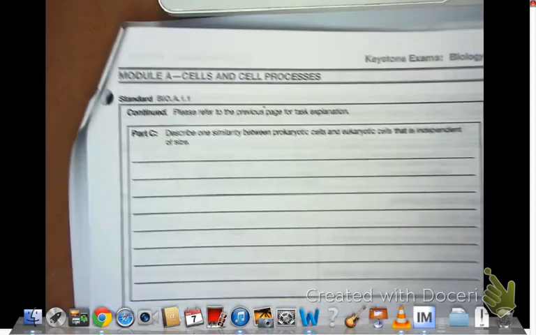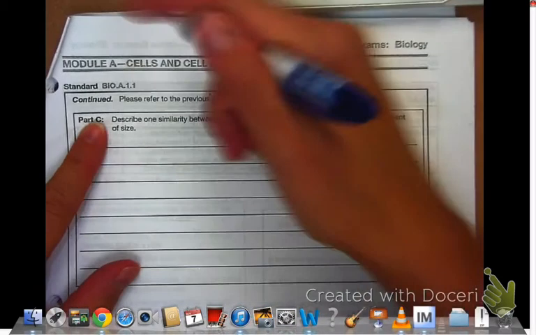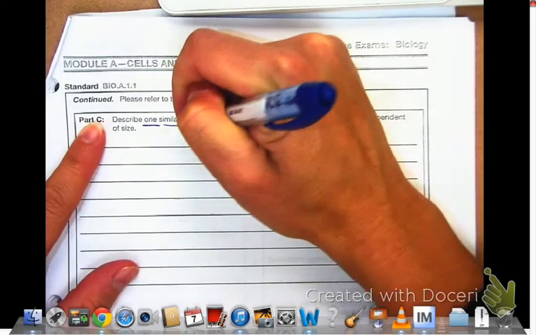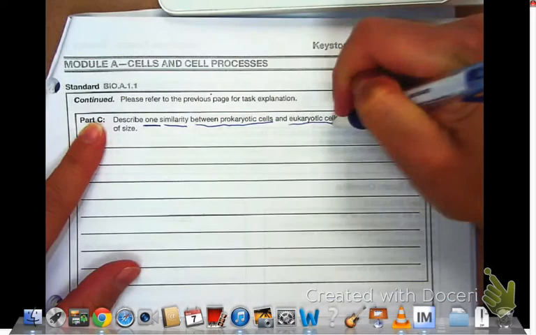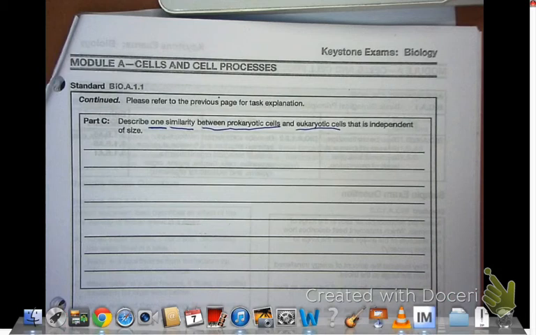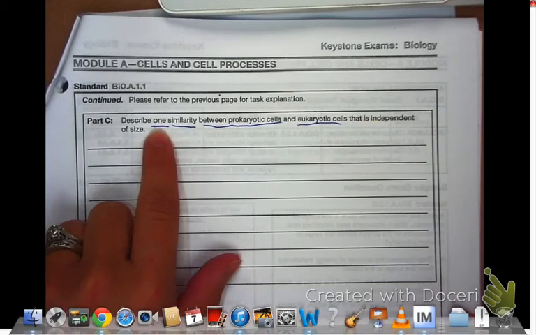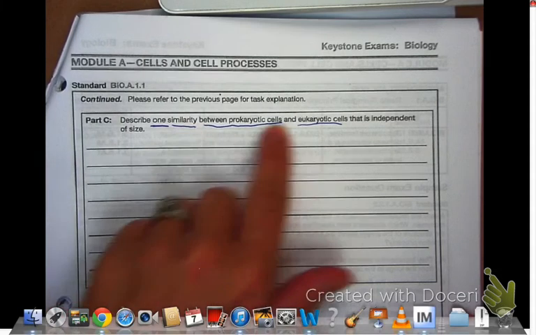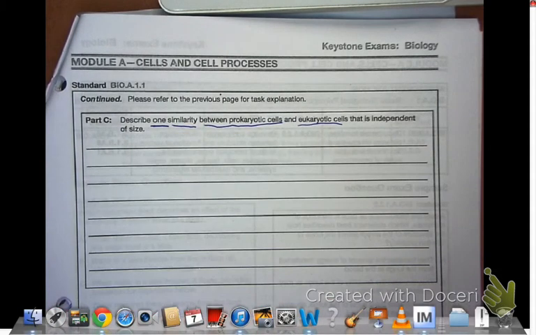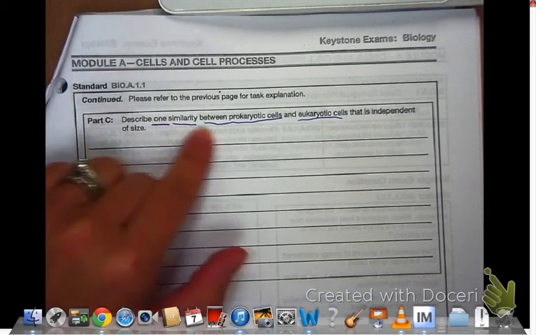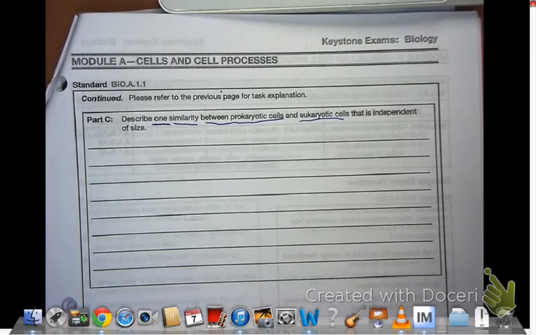Turn it over, looking at C. Describe one similarity between the two cells that is independent of size. Do not get bogged down with this independent of size thing. Just go right to the one similarity between prokaryotic cells and eukaryotic cells. And what you're going to hear us say throughout this course is focus on what you know and don't focus on what you don't know. So one similarity between the two, all cells have a cell membrane.